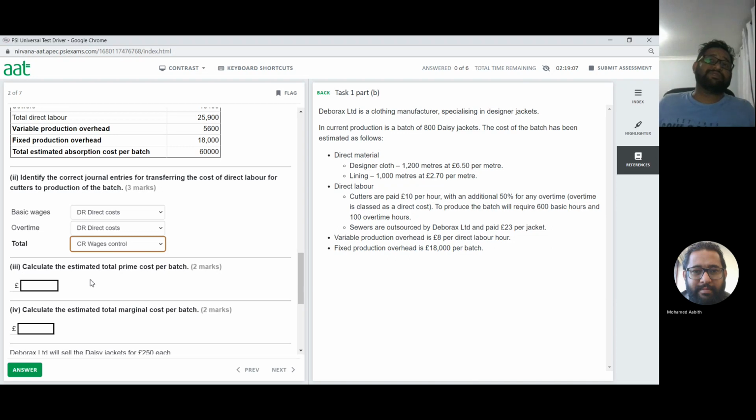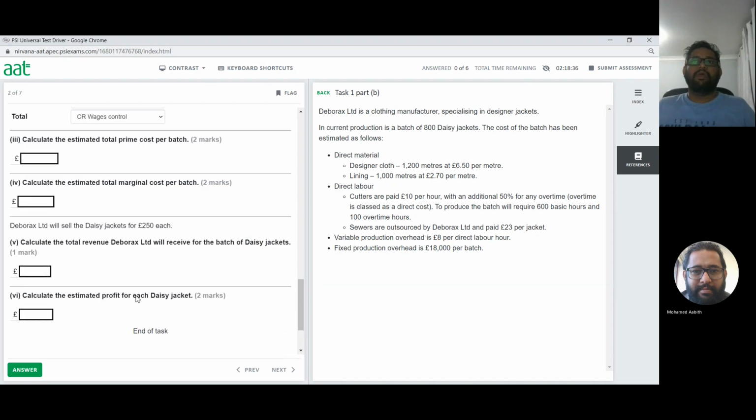So if you look at the other options, there are indirect costs, but none of them is an indirect cost. Why? We are only talking about the wages part, direct labor for the cutters. Therefore, they're all working within the business. If somebody is a cleaner or a supervisor in the business, then we can think about it as an indirect cost, but we're not going to bother about that. At the moment, the only thing we need to do is debit the direct cost here and credit the wages control account.